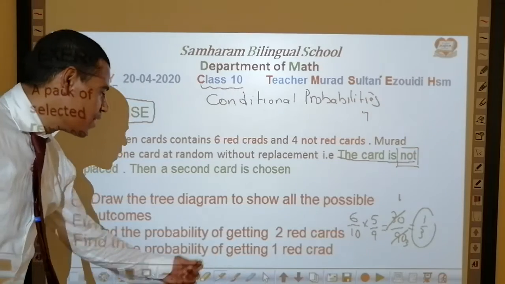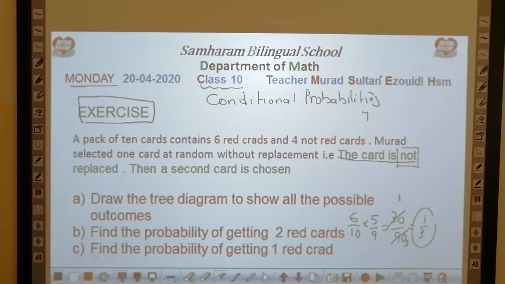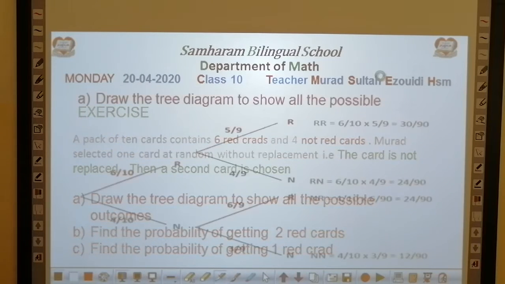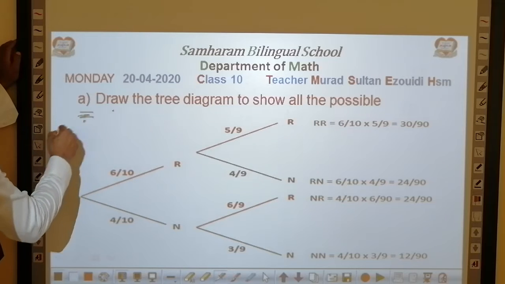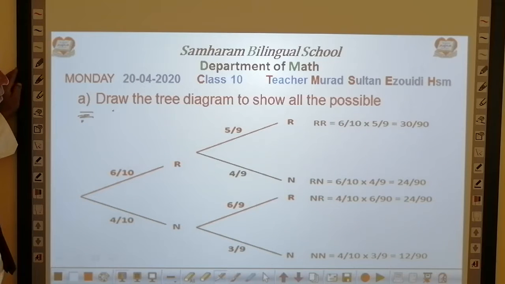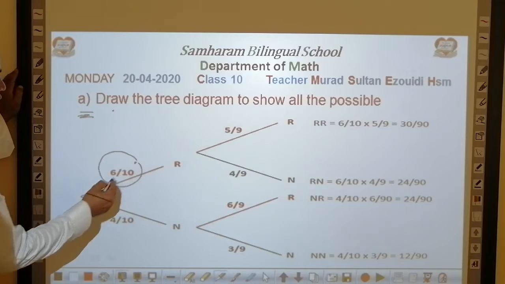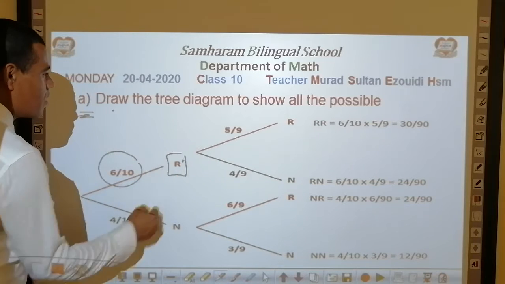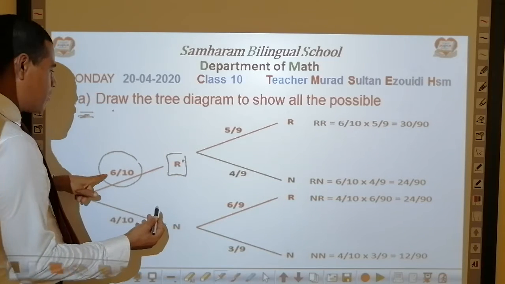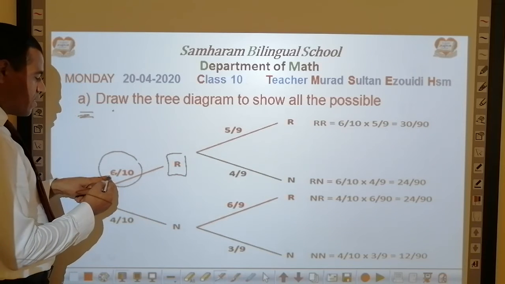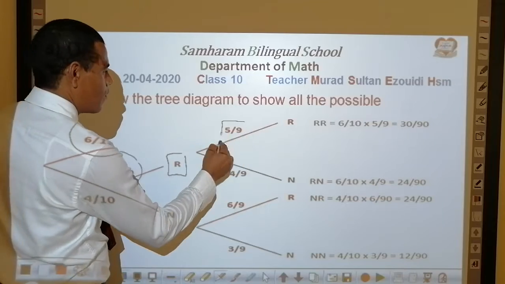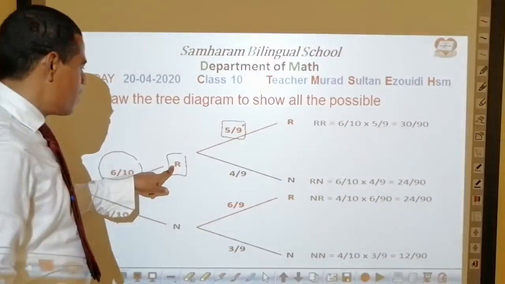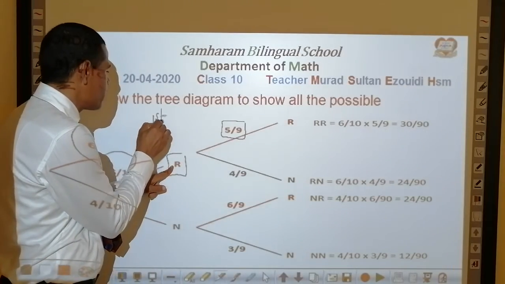Now, find the probability of getting 1 red card. Okay, before doing part b, this is for A: draw the tree diagram to show possible outcomes. This is 6 over 10 to get a red. Then in the second pick, I will get 5 over 9. And this is the first pick.